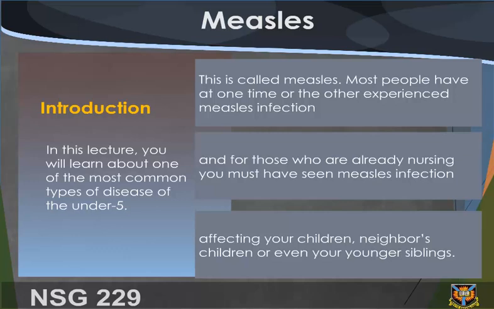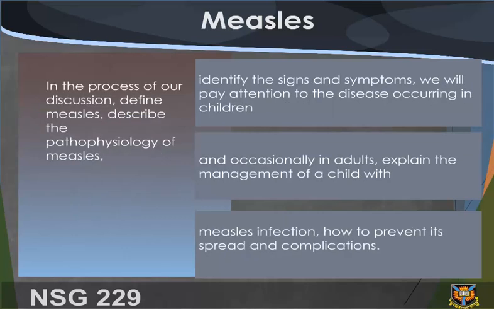And for those who are already nursing, you must have seen measles infection affecting your children, neighbors' children, or even your younger siblings. In the process of our discussion, define measles, describe the pathophysiology of measles, identify the signs and symptoms. We will pay attention to the disease occurring in children and occasionally in adults. Explain the management of a child with measles infection, how to prevent its spread, and complications.